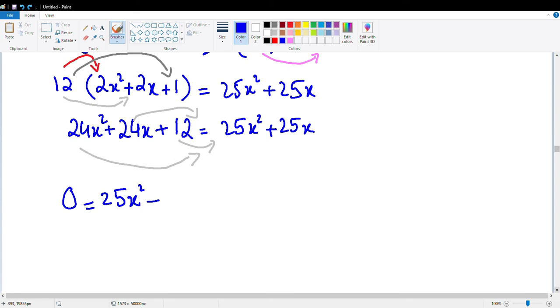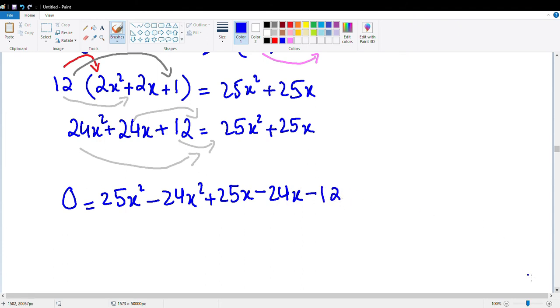24x squared. When we take it to the other side, its sign will change. It's positive right now, it'll be negative. So it'll be minus 24x squared. And this is plus 25x. And then 24x coming from the other side is also positive, so when it comes here, its sign will change. It'll be negative 24x. And then positive 12 will become negative 12.